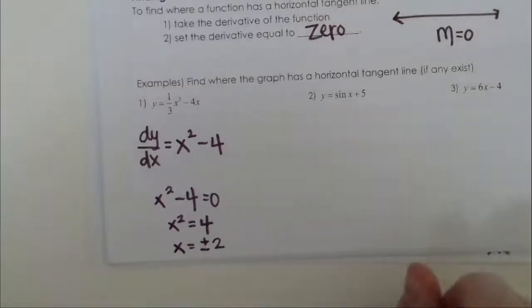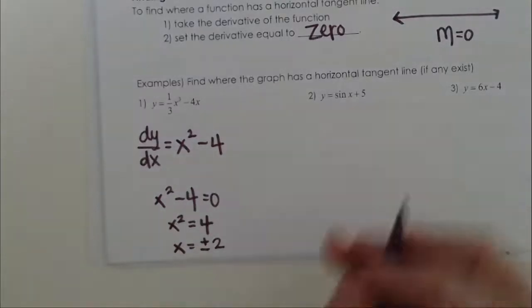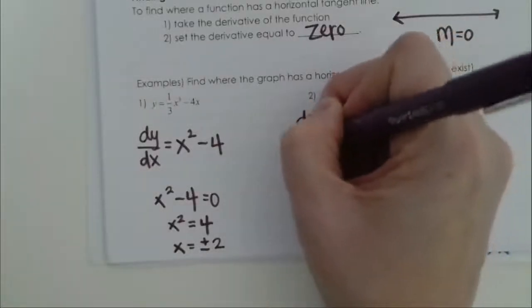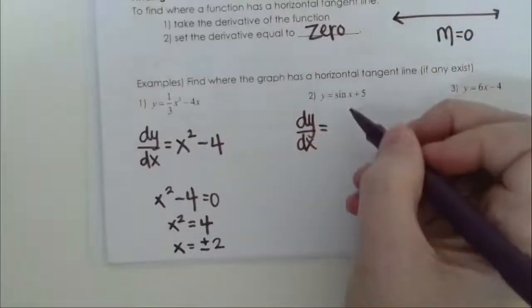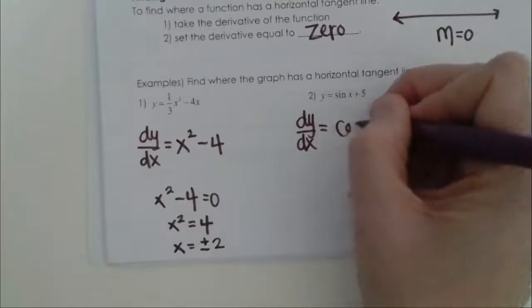Next up we have sine x plus 5. So take the derivative, dy/dx equals, derivative of sine is cosine.